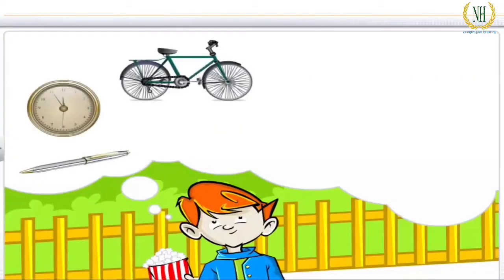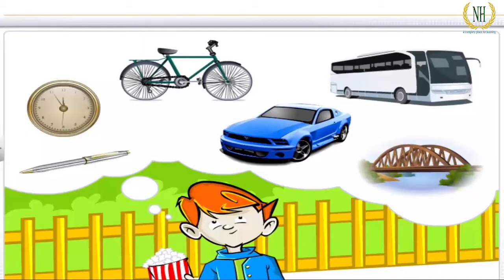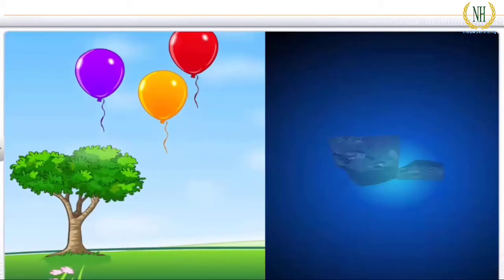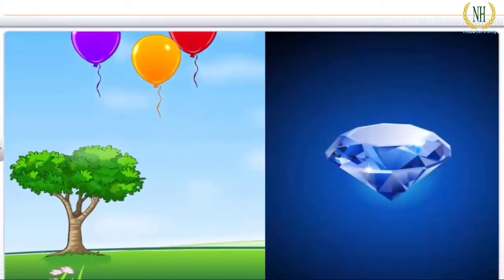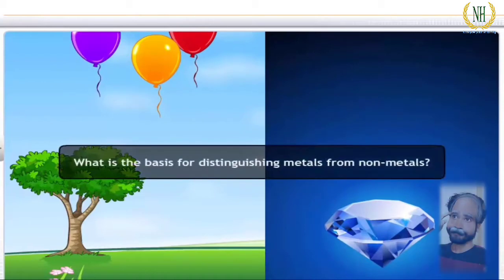Watch, bicycle, car, bus and bridge are all made of metals. On the other hand, helium, which makes balloons fly, and the carbon that constitutes diamonds are non-metals. What is the basis for distinguishing metals from non-metals?